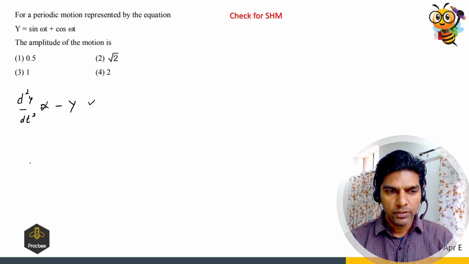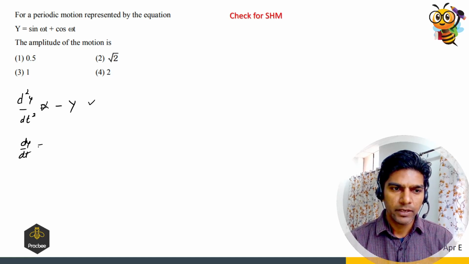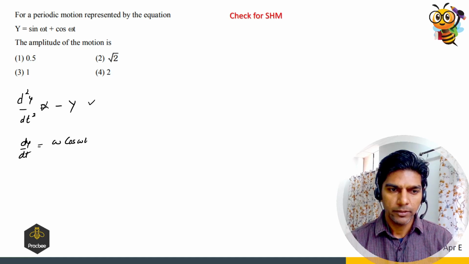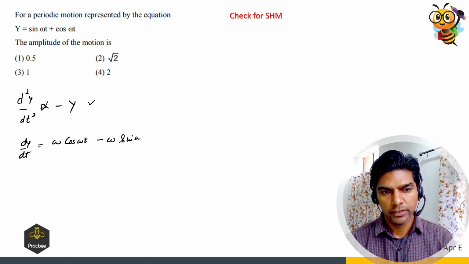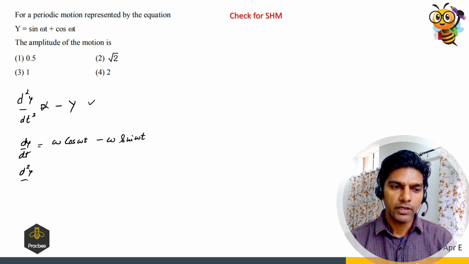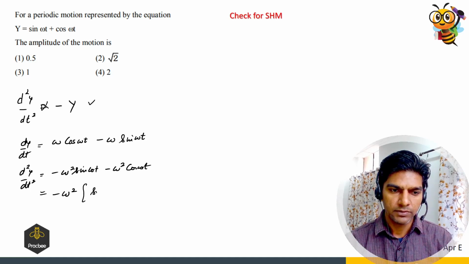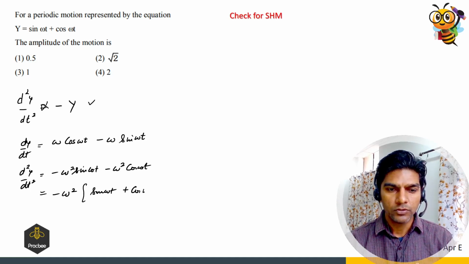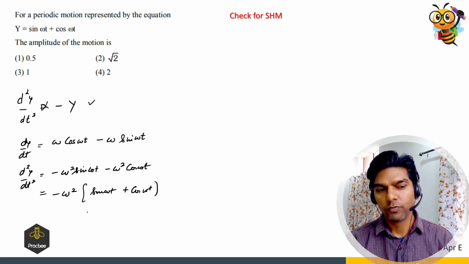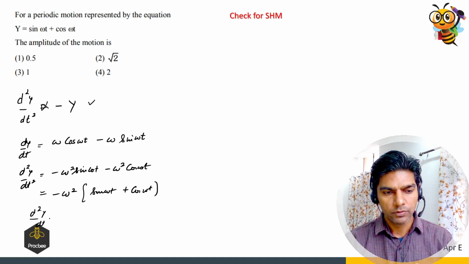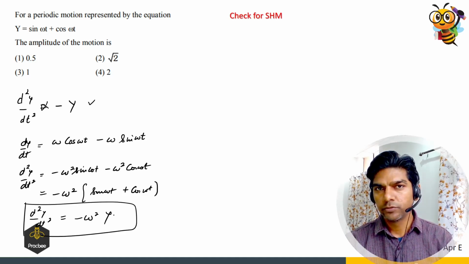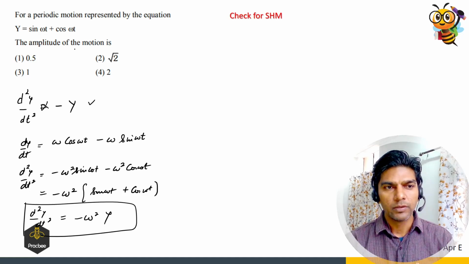Okay, so if I double differentiate this, let us differentiate this, dy by dt will be omega cos omega t minus omega sine omega t. Let us differentiate this one more time. d square y by dt square will be minus omega square sine omega t, and minus omega square cos omega t. So minus omega square will be common, and we have sine omega t plus cos omega t, where sine omega t plus cos omega t is nothing but y. So d square y by dt square is equal to minus omega square y. So here acceleration is directly proportional to the displacement from the mean position. So it's a simple harmonic motion.